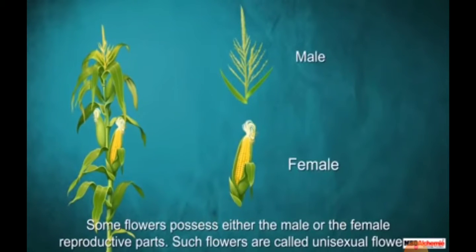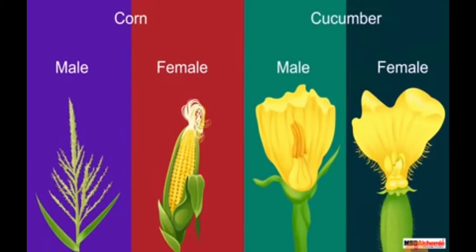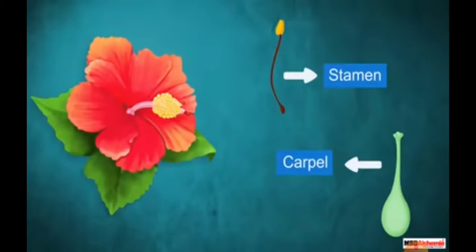If I am talking about unisexual flowers, unisexual means some flowers possess either the male or the female reproductive part. Such flowers are known as unisexual flowers. For example, corn and cucumber.